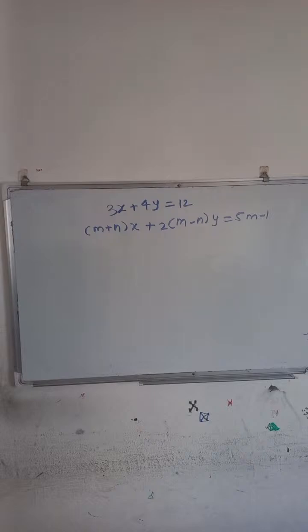For what values of m and n does the following system of linear equations have infinitely many solutions? The equations are given: 3x plus 4y is equal to 12, and (m plus n) into x plus (m minus n) into y is equal to 5m minus 1. Okay, so we have to find out the values for m and n. So try to find out this.